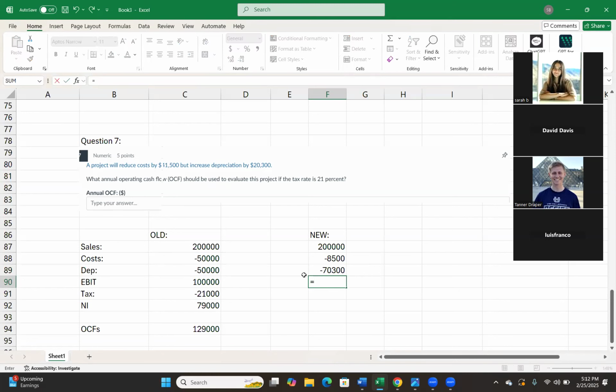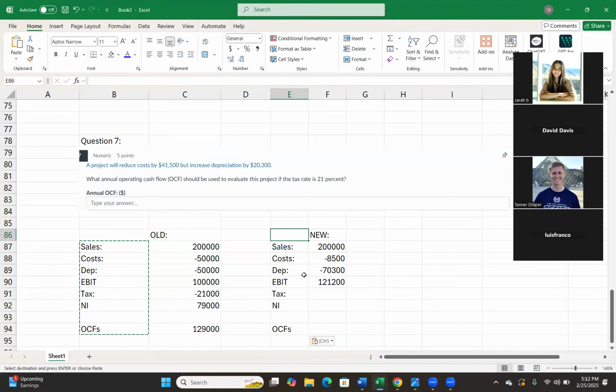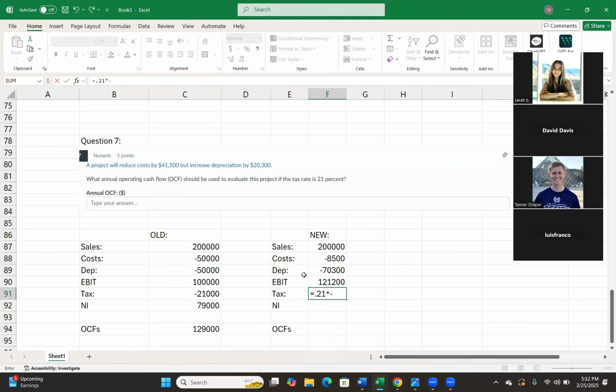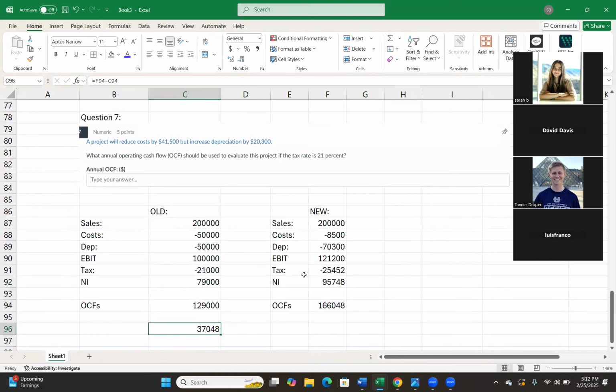And then I'm gonna get an EBIT of the above. Let me actually come and copy this. Okay. This is 21% times my EBIT. My net income is the sum of these. Okay, my OCFs are going to be my net income plus my depreciation. And I can just do new minus old to see how it changes.